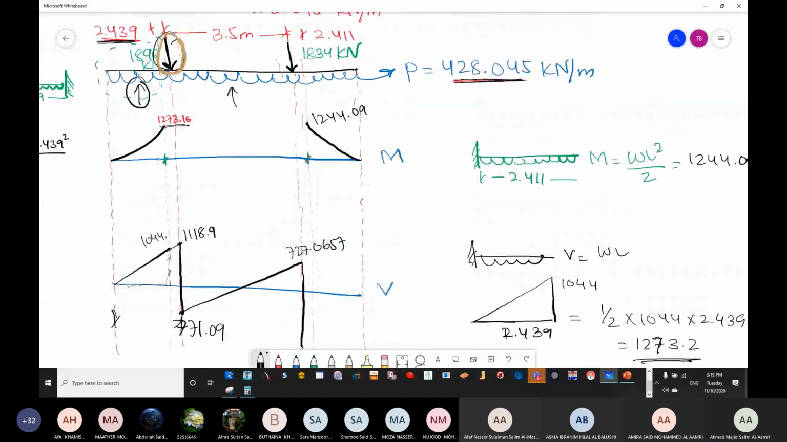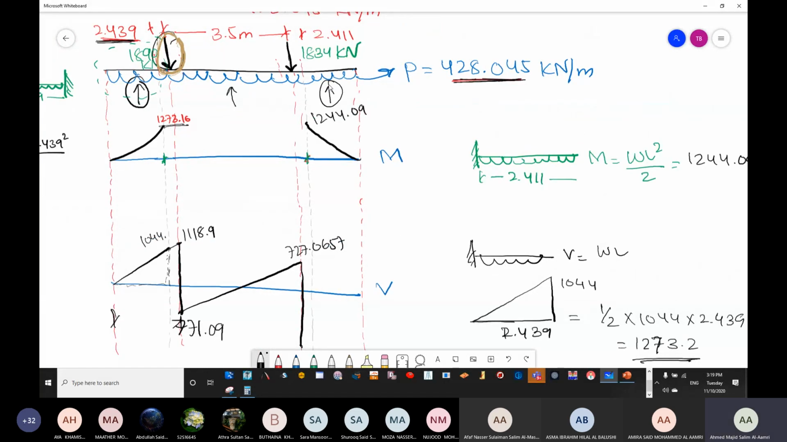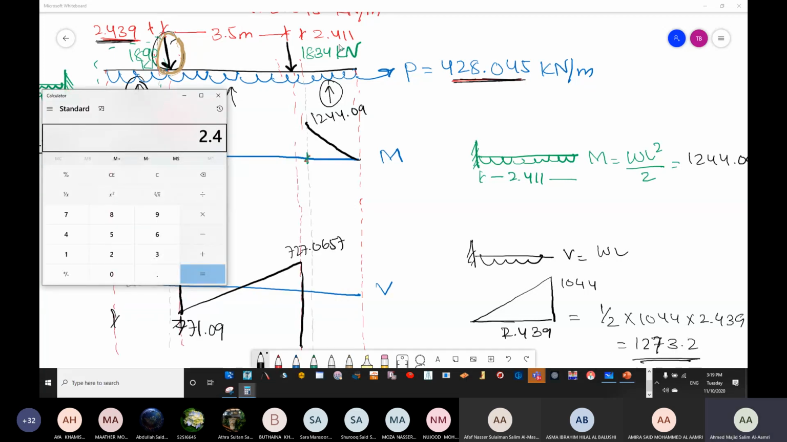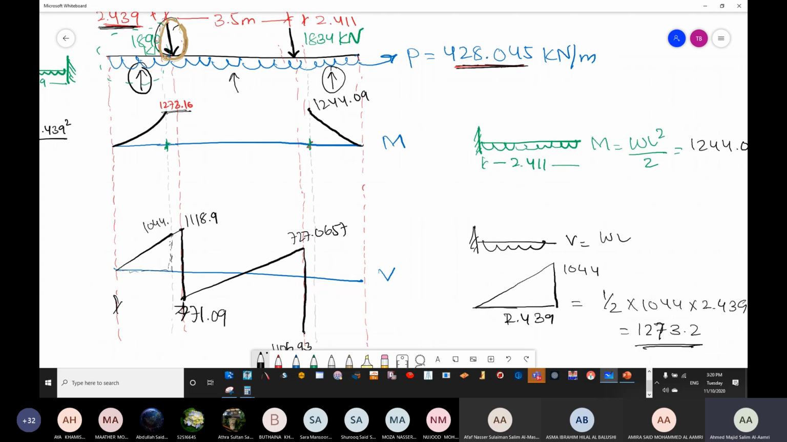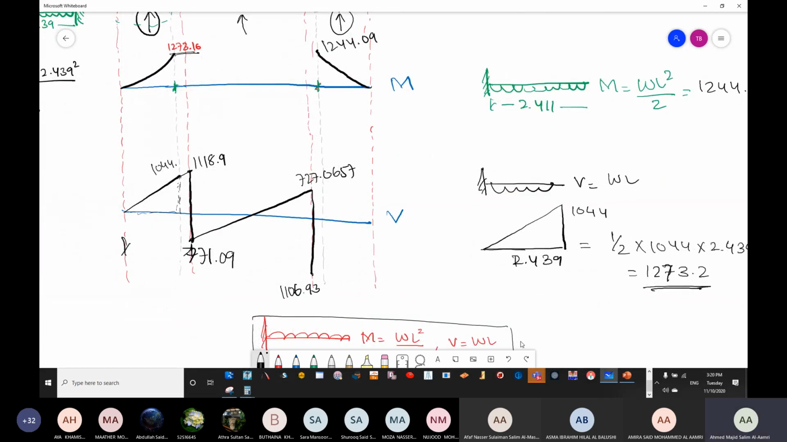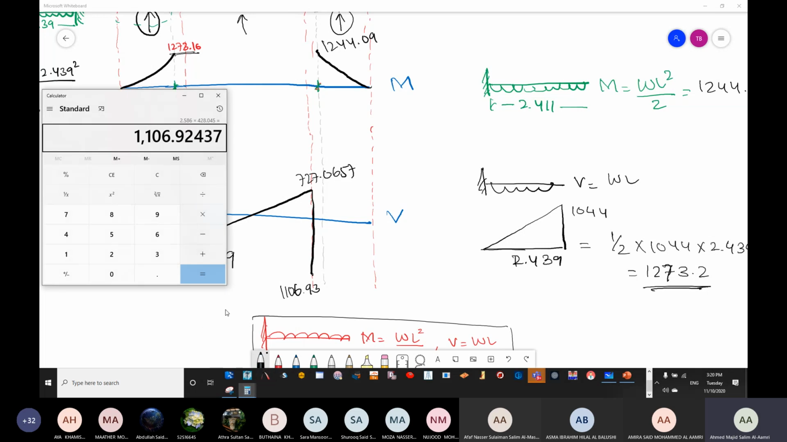And then after that, we have another upward force. How much is this upward force? We need to know the distance. The distance is 2.411 plus half of the column, so 0.175. 2.586 multiplied by the pressure, that is 420, gives you 1106.93. So 1106.93 minus 1093, we get a value of 0.